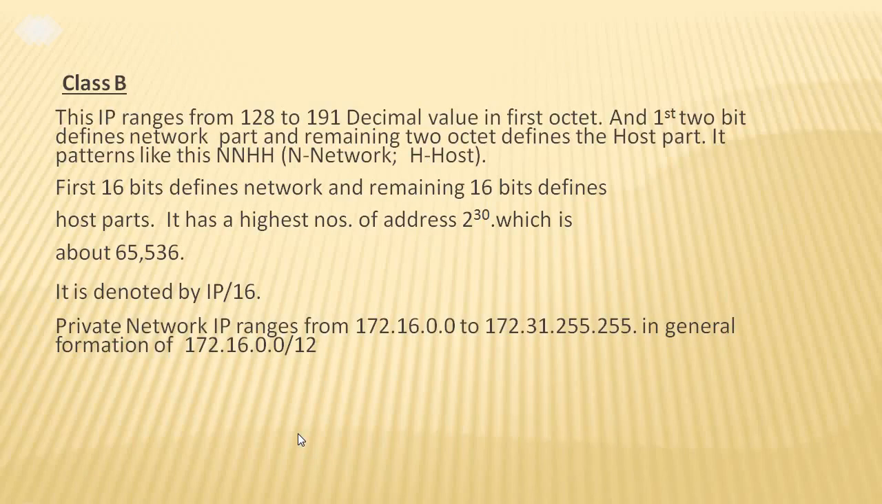Now in class B, the IP address is from 128 to 191 decimal values in the first octet, and the first 2 bits define the network part and the remaining 2 octets define the host part. It also follows the pattern of NNHH, meaning N is network and H is host. So the first 16 bits define the network and the remaining 16 define the host part. It has the highest number of addresses, which is 2 raised to power 30, which is about 65536, denoted by IP /16.